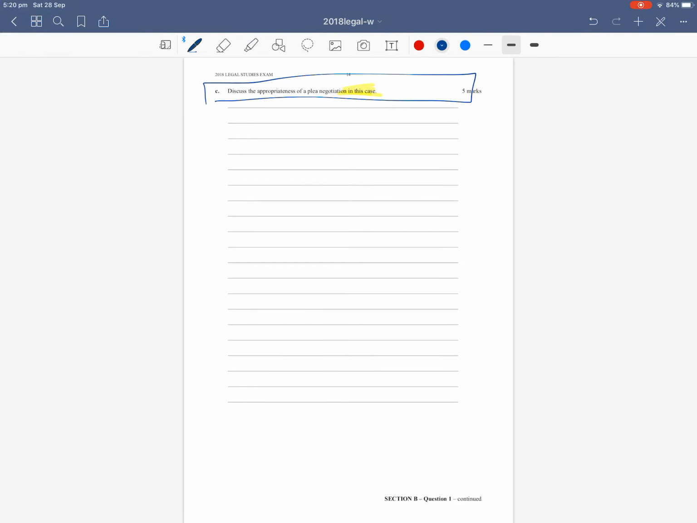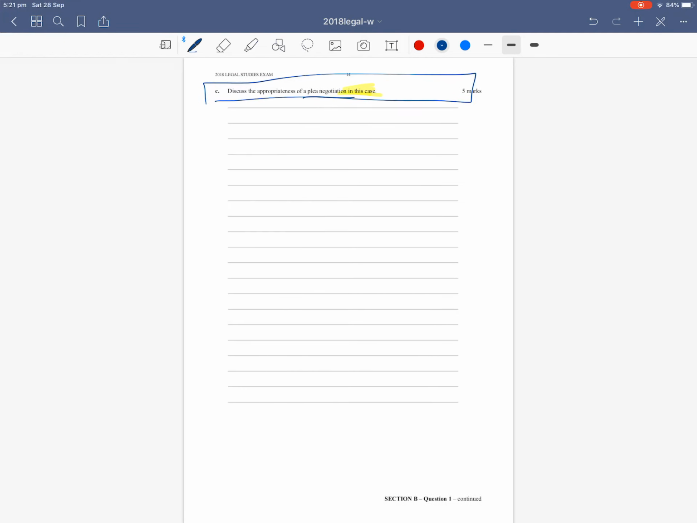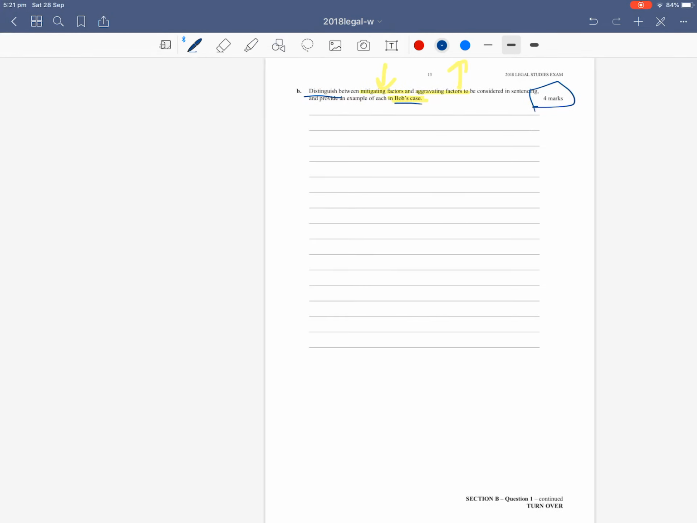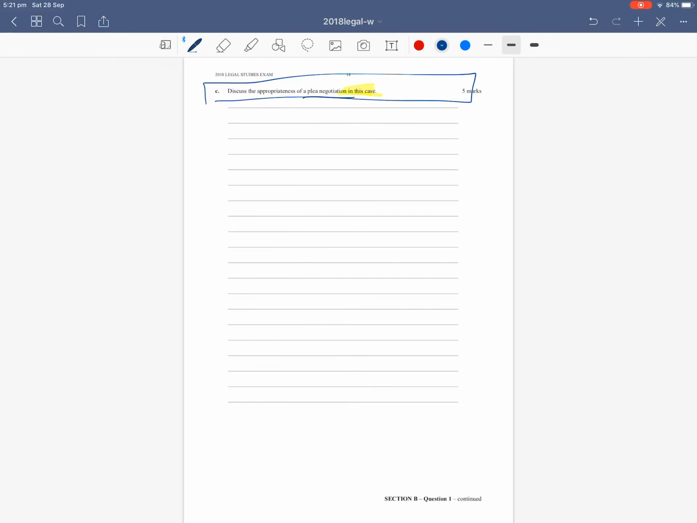So you need to make sure in this question that if you do not link plea negotiations back to Bob, and back to the situation that was provided to you, you will not gain full marks at all. So what I would recommend is, in section B, for a lot of your answers, if you can, try to start off by using their names. Don't give me hypothetical scenarios about why it may or may not be appropriate to have a plea negotiation. You need to take into consideration certain things: the defendant, the victim, the community.